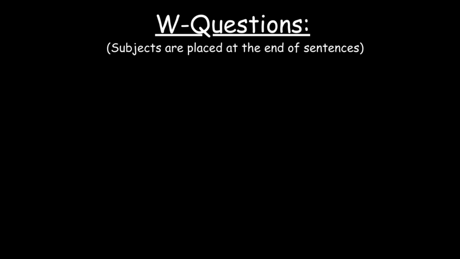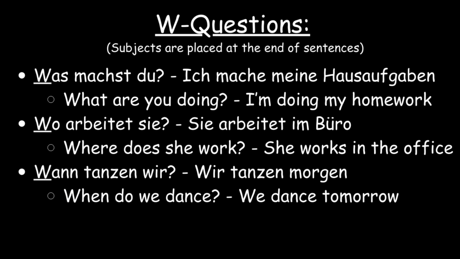Another effective way in which regular verbs can be used is in W questions, where the subjects are placed after the verb, like Was machst du? Ich mache meine Hausaufgaben. Wo arbeitet sie? Sie arbeitet im Büro. Wann tanzen wir? Wir tanzen morgen. Overall, this is how regular present verb conjugation works in German, and in the next video, irregular present verb conjugation will be explained.